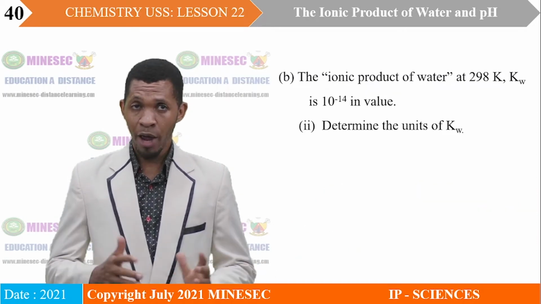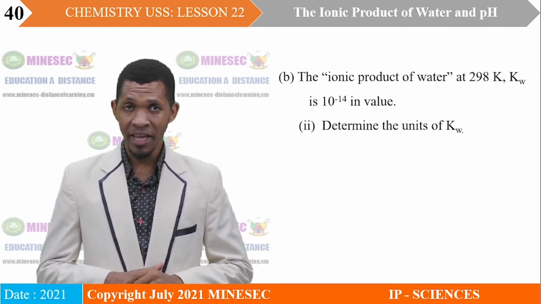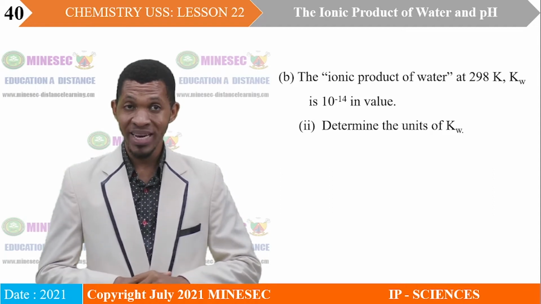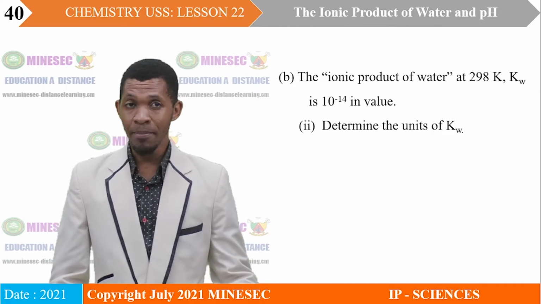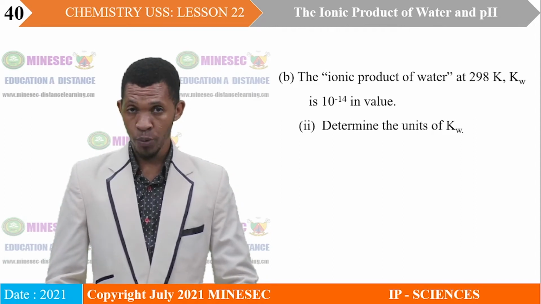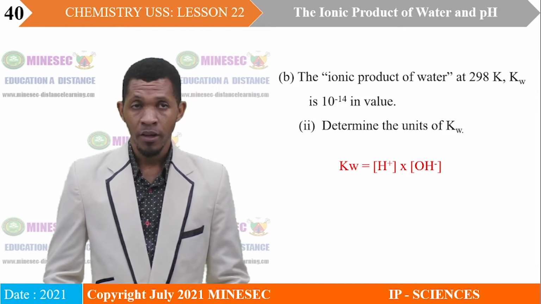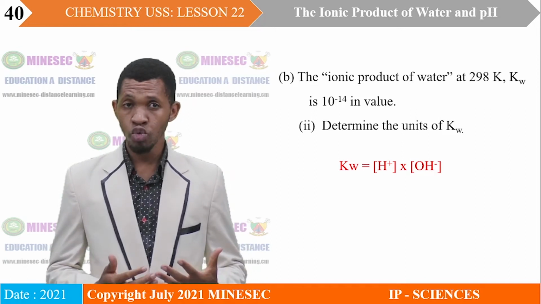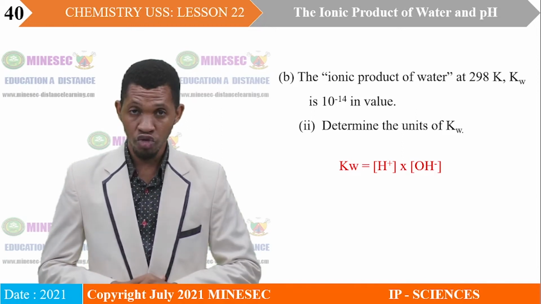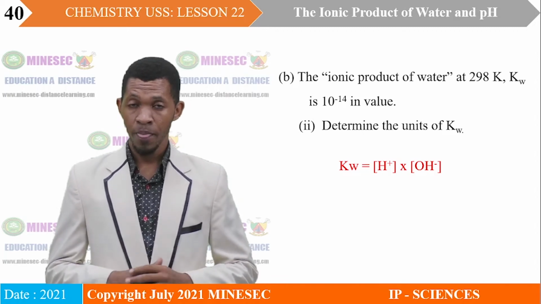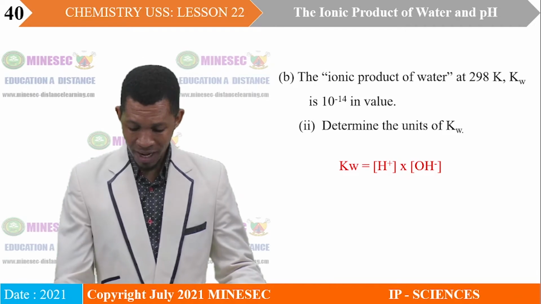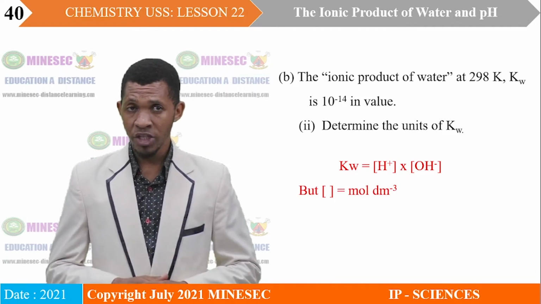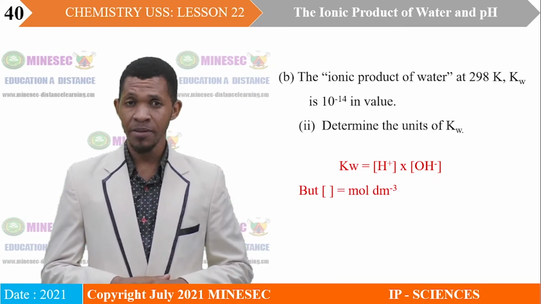B. The ionic product of water at 298 Kelvin, Kw, is 10 to the power negative 14 in value. Roman 2. Determine the unit of Kw. Now, Kw is equal to the product of the molar concentration of hydrogen ions and hydroxide ions. Now, the molar concentration has units moles per cubic decimeter.